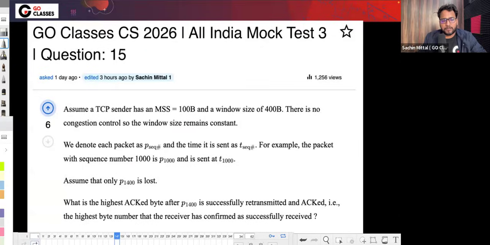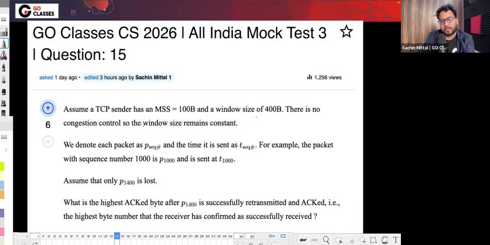In this question, they are saying that you have TCP, where you are having a maximum segment size of 100 bytes and a window of 400 bytes, which means the window is basically having four packets, right? Four packets. And then they are saying that we denote each packet as p sequence number, and the time it is sent as t sequence number. For example, the packet with sequence number 1000 is p 1000 and we are sending it at t 1000. Okay, now they're saying assume that only p 1400 is lost.